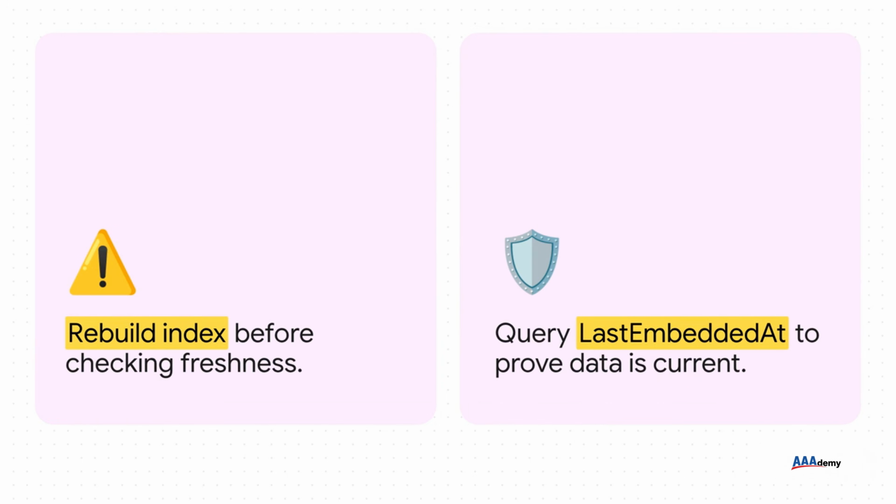On the exam, you're going to be heavily tested on the order of operations. A classic distractor will tell you to rebuild the vector index before checking data freshness. Listen, if you choose that, you've fallen for the trap. Rebuilding an index on stale data, that just gives you a highly optimized, super fast search of the completely wrong information. The correct action is to query your freshness timestamp, like a last embedded at column, to definitively prove the data is current before you even think about touching the index.